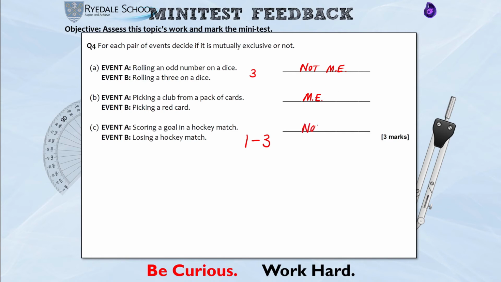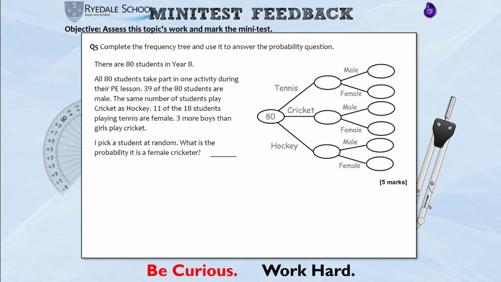It is not mutually exclusive. Nice and easy to mark that question. It is 1 mark for each correct answer. Question 5, we've got a frequency tree to complete. Again, there's the potential to get 1 or 2 things wrong, so I'm going to show you how we're going to allocate the 5 marks in this question.